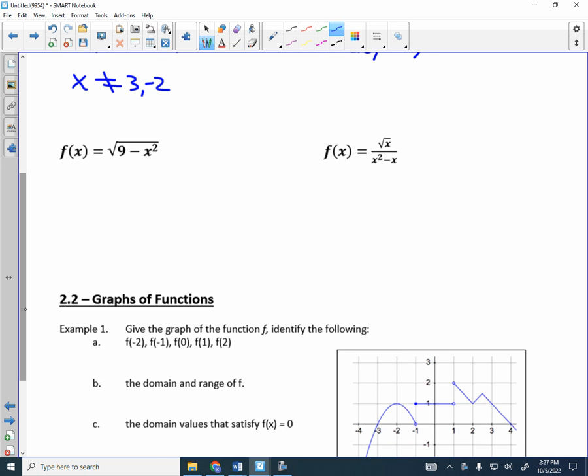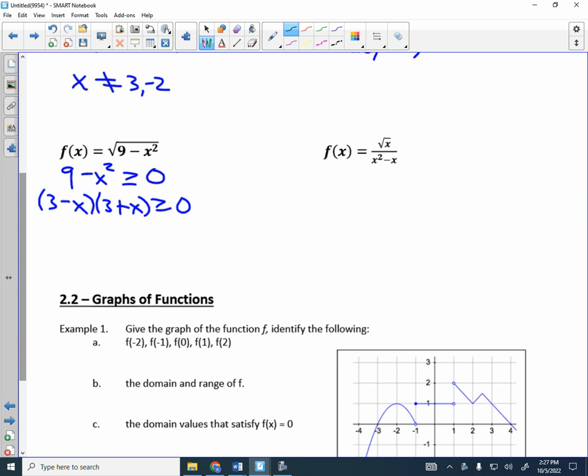Can you take the square root of a negative number? No. So when you have a square root, you have to take the inside, 9 minus x squared, and set it greater than or equal to 0. That's an inequality that is of second degree. You learned how to solve that in your last unit. Fortunately, you know how to factor because you are super smart. And you factor it to 3 minus x and 3 plus x, greater than or equal to 0.